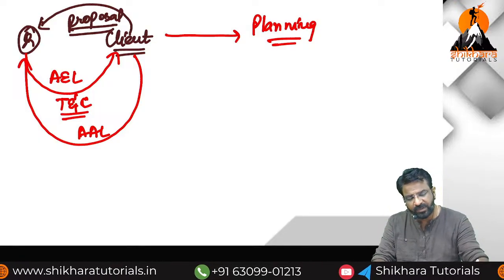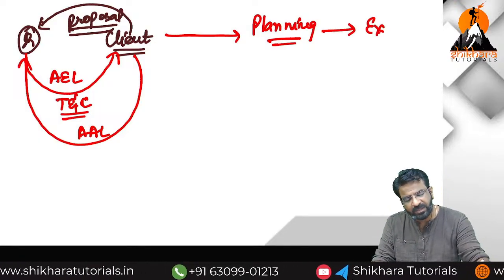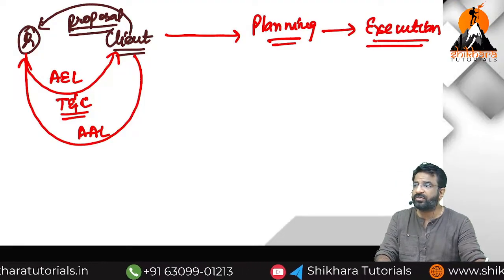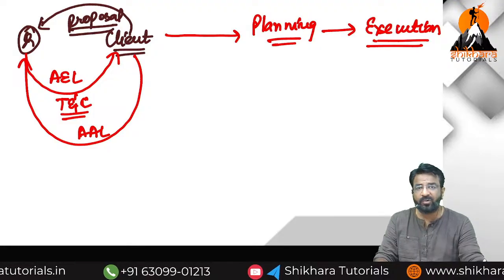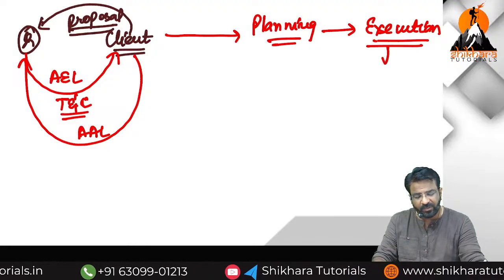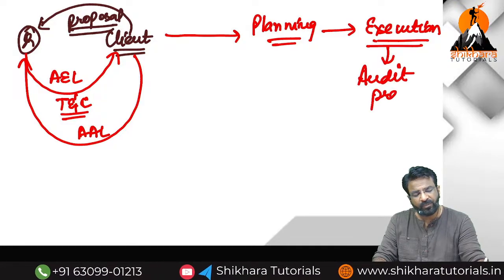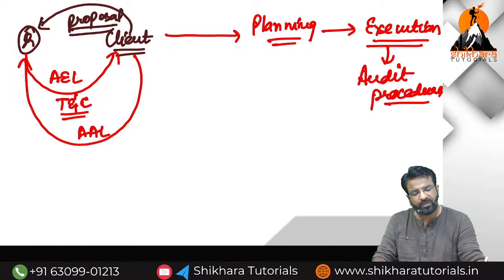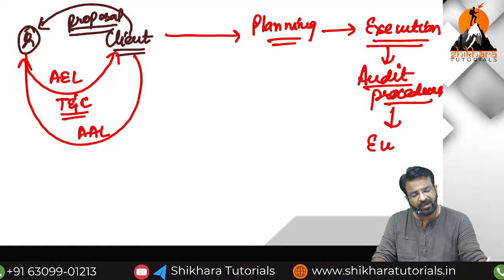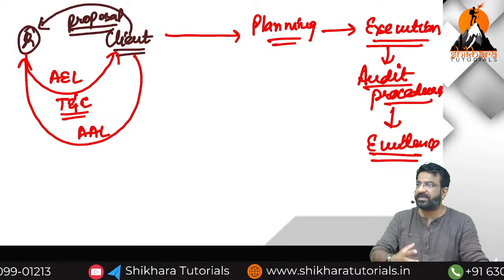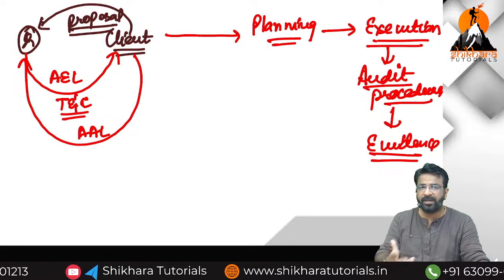Once planning is over, then the third stage comes: execution. Execution means going to the client's place and now doing the audit. Sir, what basically happens in an audit? We do audit procedures. Sir, what do you mean by audit procedures? We collect evidence. Evidence about sales, purchases, assets, liabilities, income and expenditure.